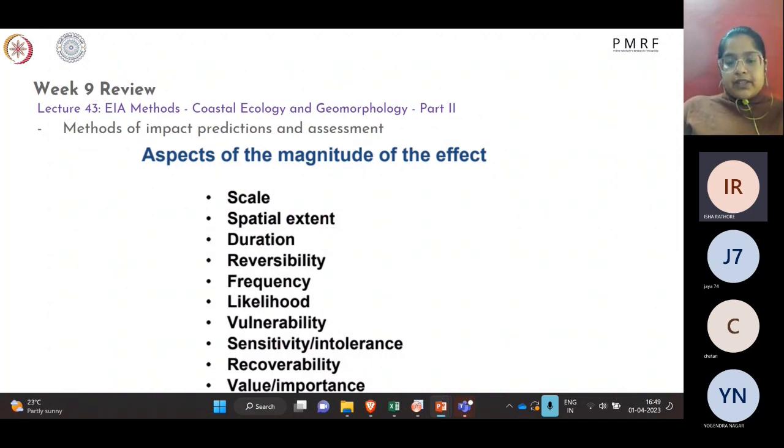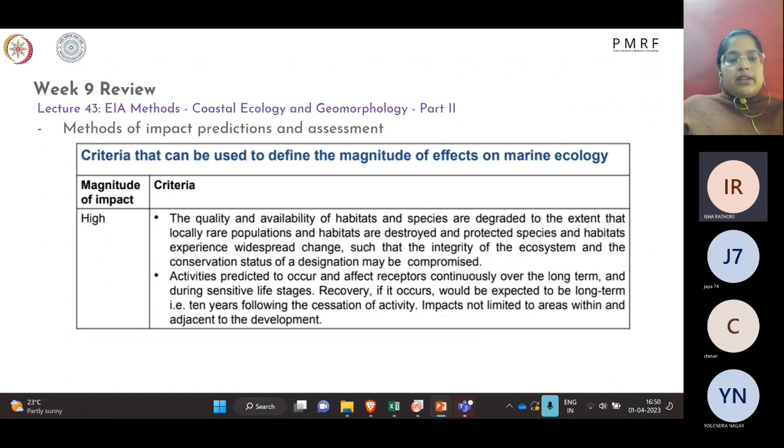Then how vulnerable this effect makes the communities and people dependent on the coastal region, the sensitivity and intolerance, the recoverability or falling back to the initial stage when such an effect happens, how fast people can recover from this effect, the value or the importance of the effect. So these are certain aspects on which you define the magnitude of the effect. So again, magnitude can be high, medium, low, and there are certain criteria. I've just looked at high magnitude.